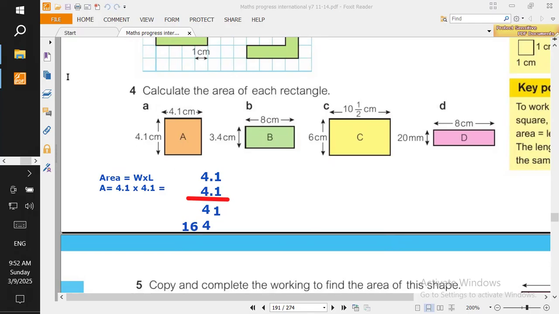Now you add them all together like this. So 1 will be here, 1. 4 plus 4 is 8. And the 16 will go down like this, 16.